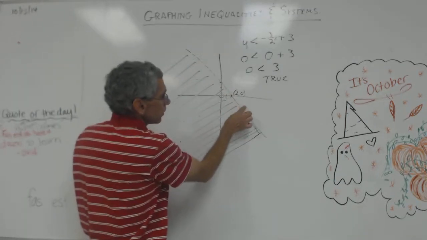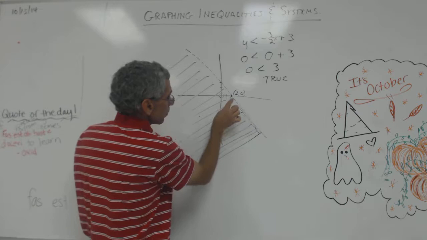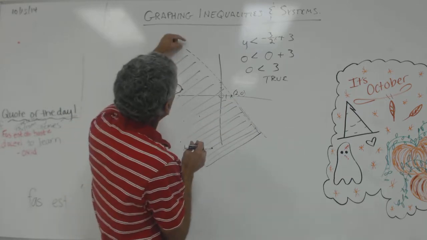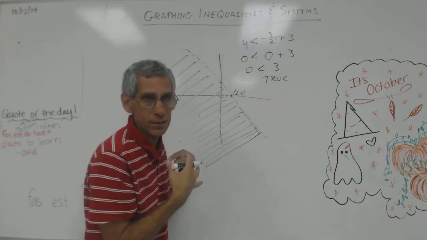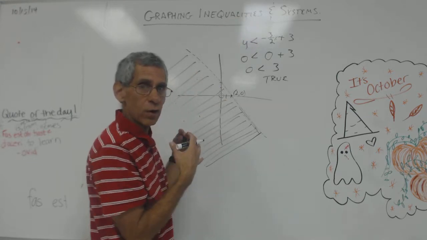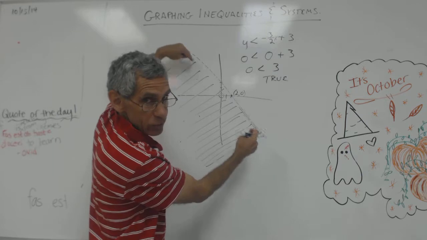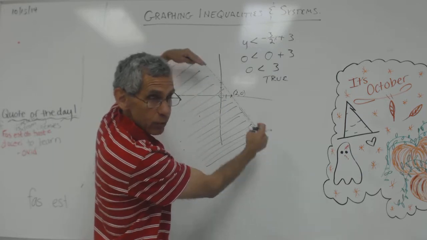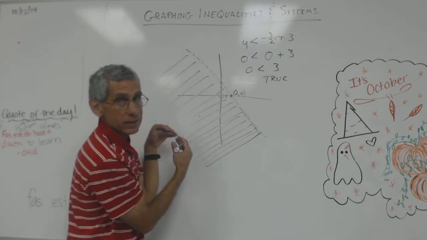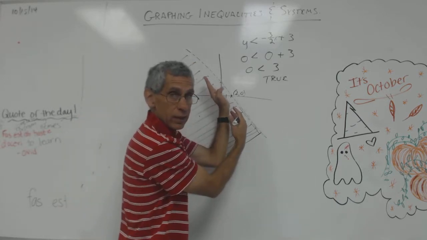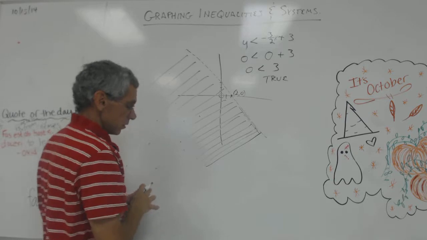Does that make sense? Could you do another one of these? Yes, I will. Okay? But I have to do the dash because it does not equal the line. It's only less than the line. Therefore, it doesn't equal the line. So if it equals the line, it's solid. But if it's just less than the line, it has to be dashed. Because the dashed line says it goes up to that line, but it doesn't include that line. Does that make sense? So that's what that means.